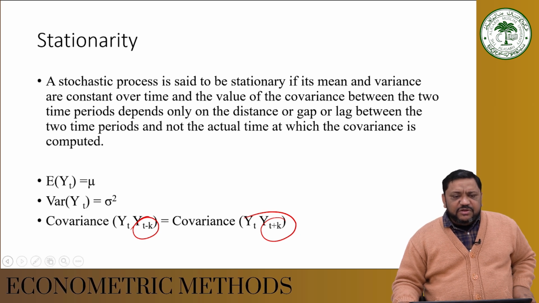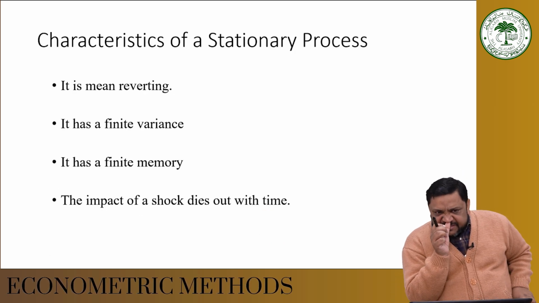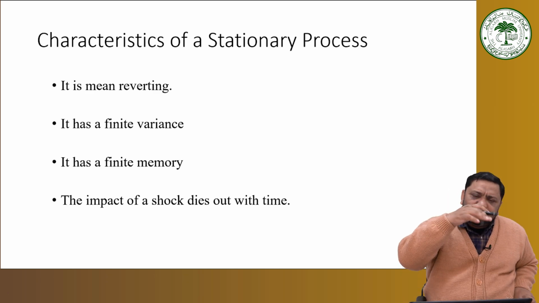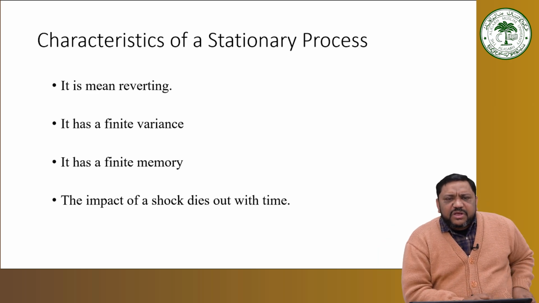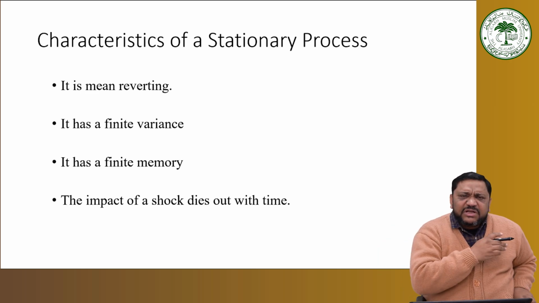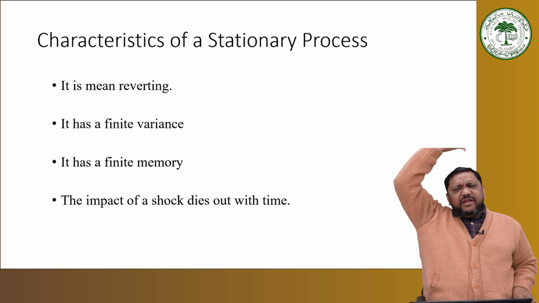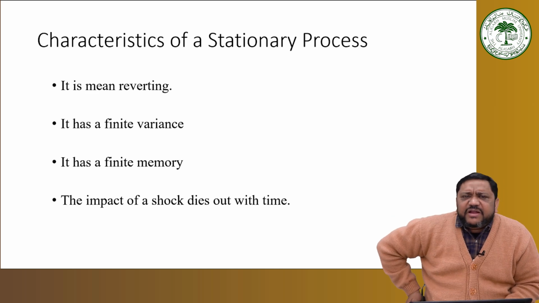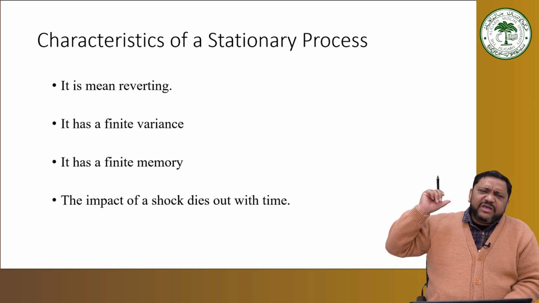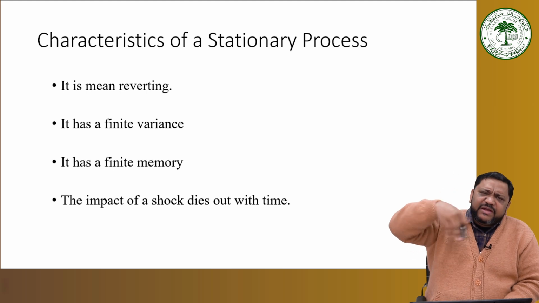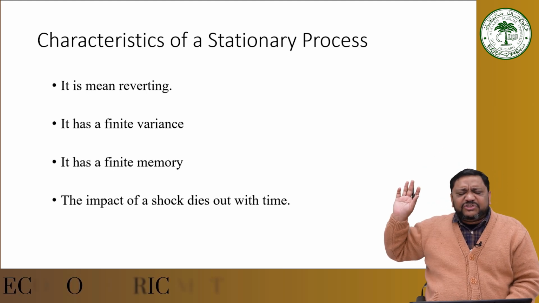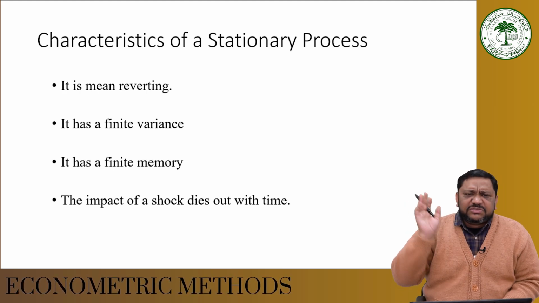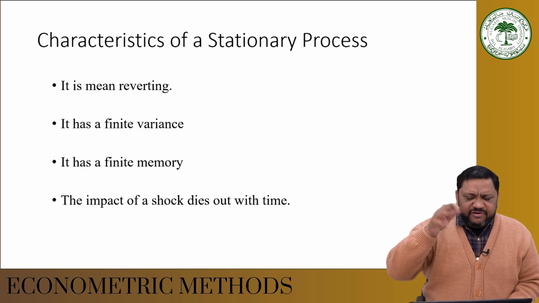So with this definition of stationarity, we see the characteristics of a stationary process. It is mean reverting. It goes up, but again it comes back to the mean. It has a finite variance. The series doesn't deviate infinitely. It has a finite memory. It's not that something has happened and the shock keeps on being remembered and the series keeps on behaving accordingly. The effect of the shock, after some time, will die out. Memory is short term, it's not long term, that some impact has happened and I keep on remembering it for a longer period of time.